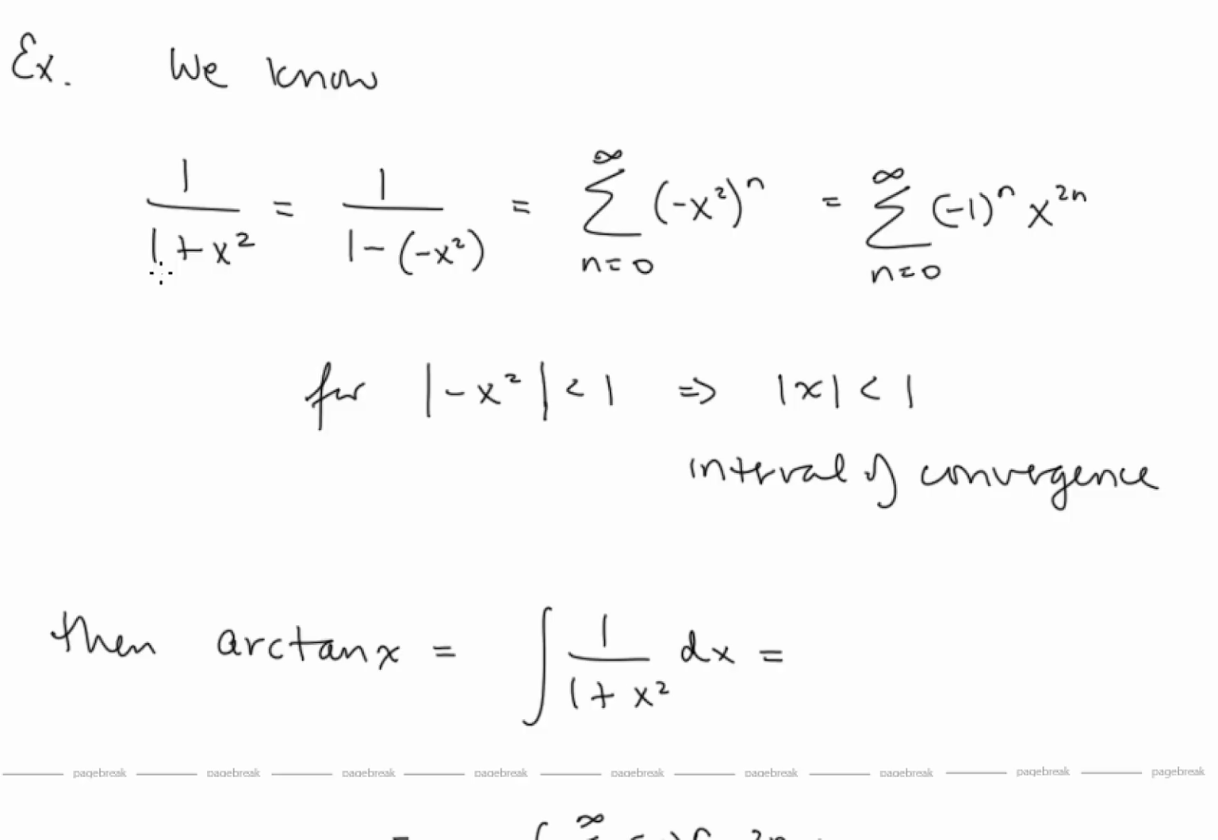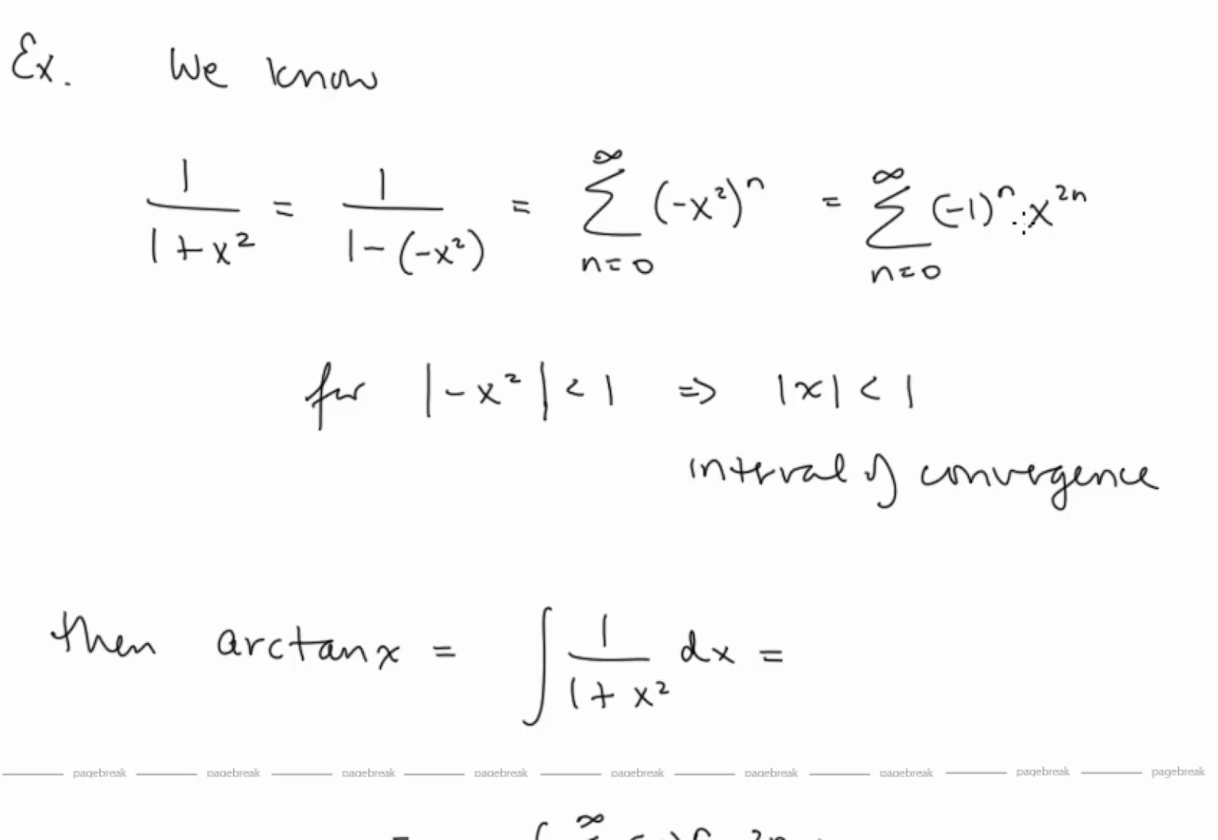We know that 1 over 1 plus x squared can be recognized as an a over 1 minus r, and so we see this as the sum of the geometric series negative x squared to the nth power, which we simplify as negative 1 to the n x to the 2n. And the interval of convergence here is for when r, our negative x squared in absolute value, is less than 1, which is for absolute value of x less than 1.